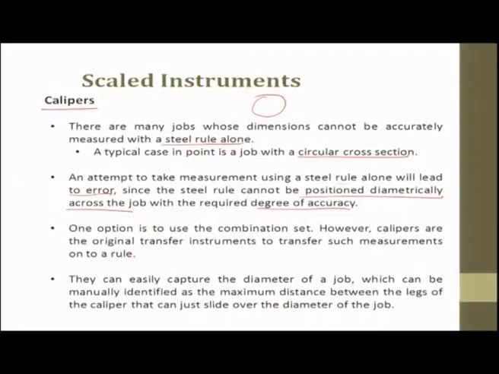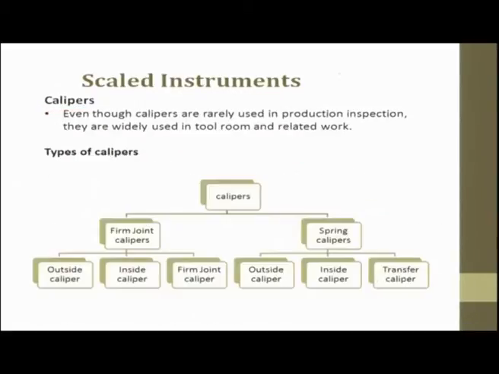One option is to use a combination set. However, calipers are the original transfer instruments to transfer such measurements onto a ruler. They can easily capture the diameter of the job, which can be manually identified as the maximum distance between the legs of the caliper that can just slide over the diameter of the job. Calipers are like snap gauges, right. So, even though calipers are rarely used in the production inspection, they are very widely used in the tool room.